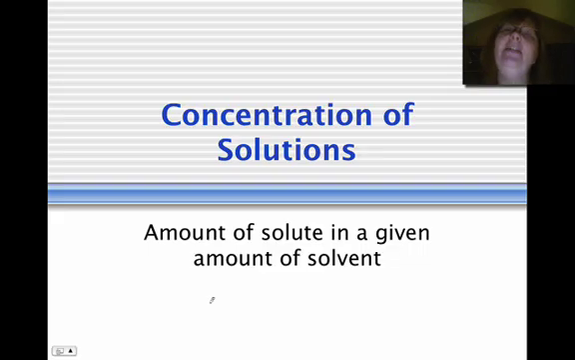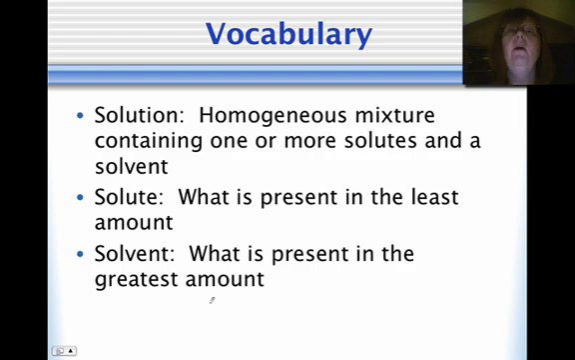Hi, this video is about the concentration of solutions. We are talking about the amount of our solute that is in a given amount of the solvent. Let's just review some vocabulary. A solution is a homogeneous mixture, and it can contain one or more solutes in a given solvent. Our solute is what's present in the least amount, and the solvent is what's present in the most amount.